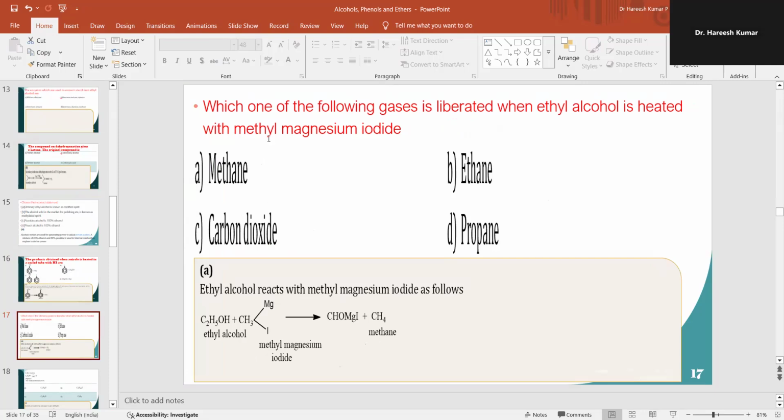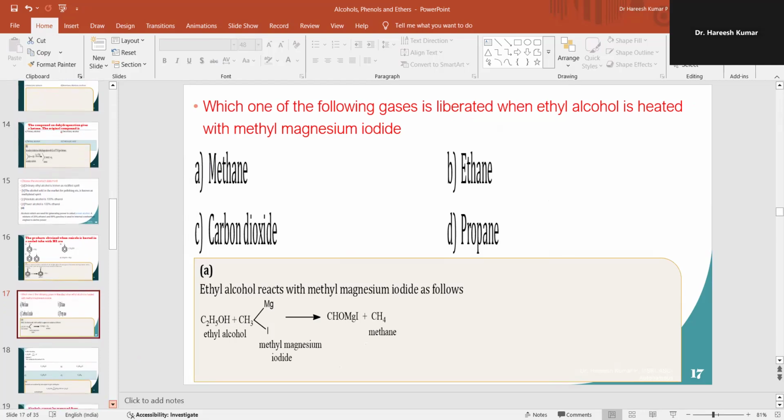Let's take another question. Which one of the following gases is liberated when ethyl alcohol is heated with methyl magnesium iodide? So we know that methyl magnesium iodide is sensitive to alcohol and water. So it decomposes to give methane gas. So here is an example. This is the methyl magnesium iodide, a Grignard reagent. What it will do is, magnesium iodide forms a bond with the alcohol, then this CH3 goes out as methane gas. Okay, let's take another question.